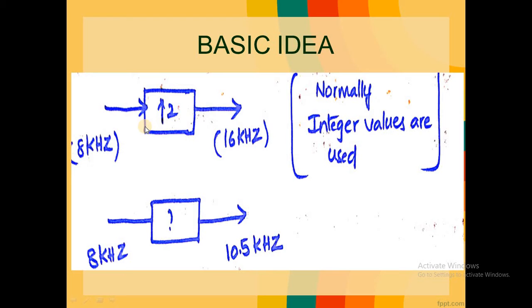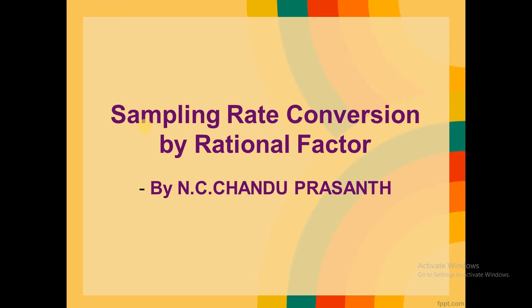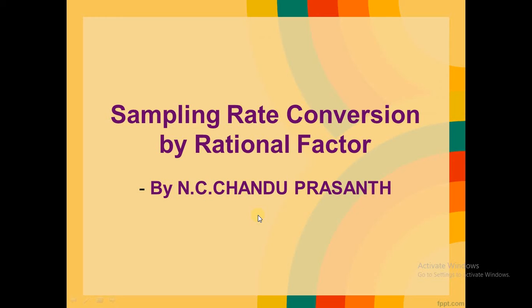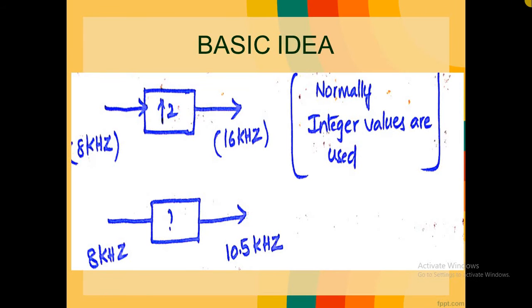We are only using integer values here, but today our topic is sampling rate conversion by a rational factor, that is I by D. See this picture, this particular block diagram. If you want 10.5 kHz as an output from 8 kHz, what do we do? This is the basic idea: if you want to get rational factors as an output, we are going to use sampling rate conversion by a rational factor.